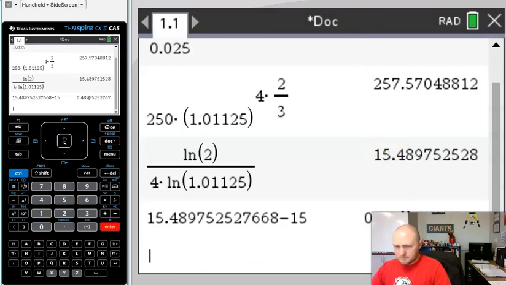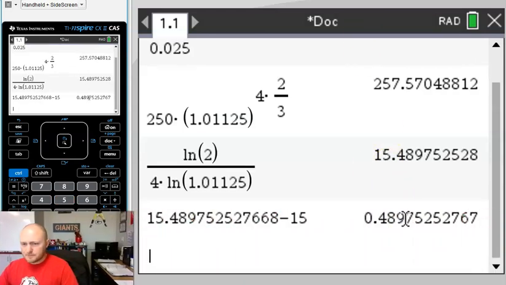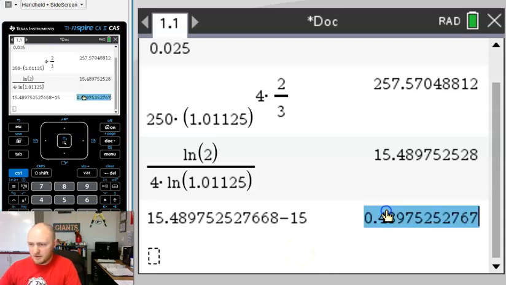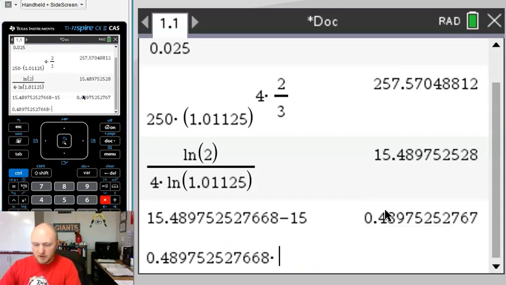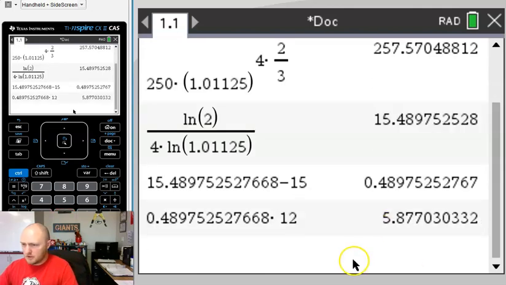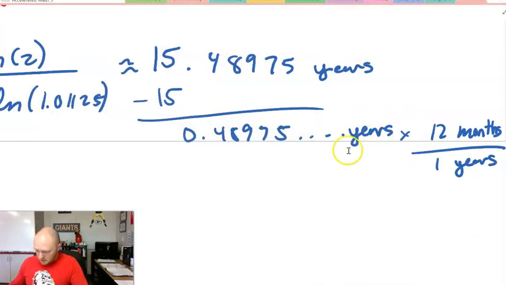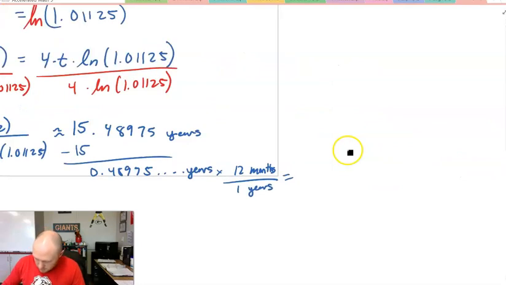Okay, let me move myself over here. We get 0.489, and I want to take that value and multiply by 12. So we get 5.8, rounding to the nearest month. That is going to be about 6 months. So this is approximately 6 months.